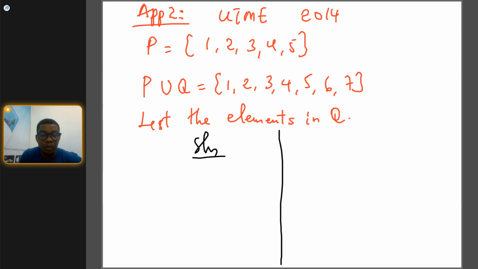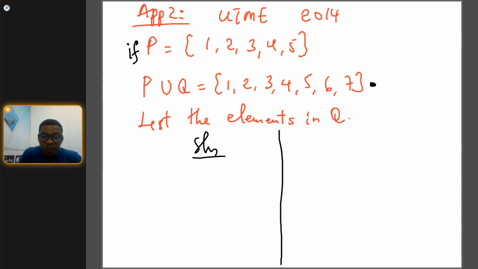We have this given question to solve. We are given P to be equal to this, and P union Q is equal to this. List the elements in Q. So they want us to get the elements that are in set Q. And union means the combination or the joining of two given sets. So if I'm given already the union, this is the union, I want to get Q.